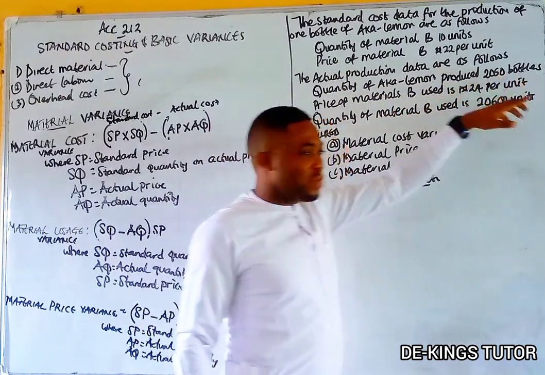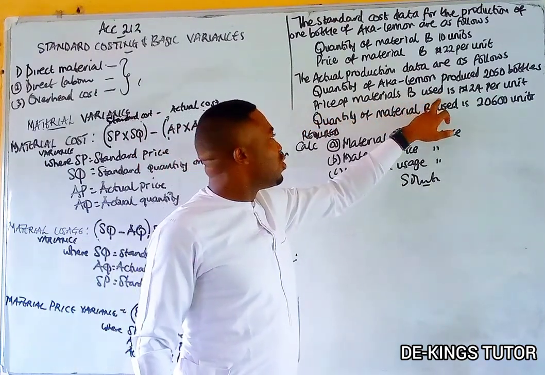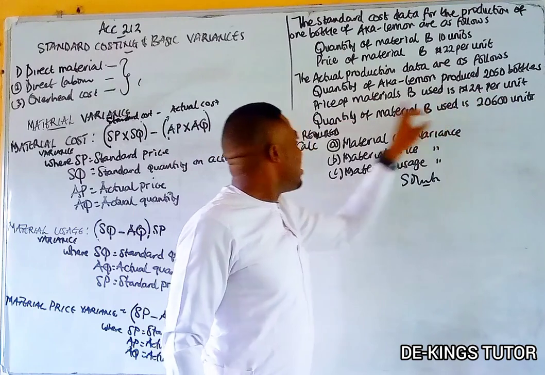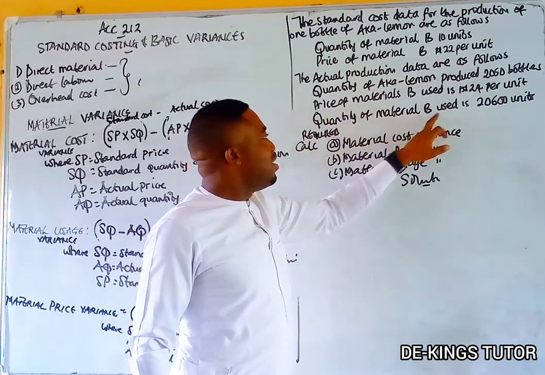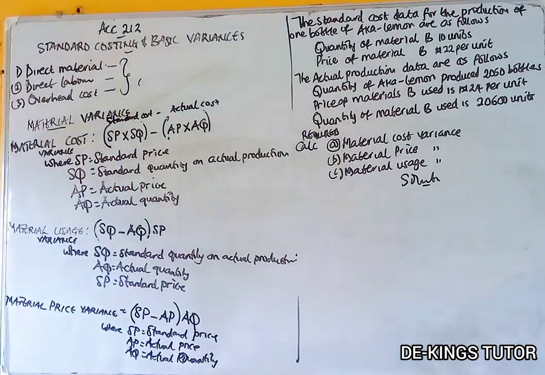2050 bottles. Okay. Price of material B used is 24 naira per unit, and the quantity of material B used is 2,600 units. Now they say required: calculate the material cost variance, material price variance, and material usage variance. So that is what we want to do.